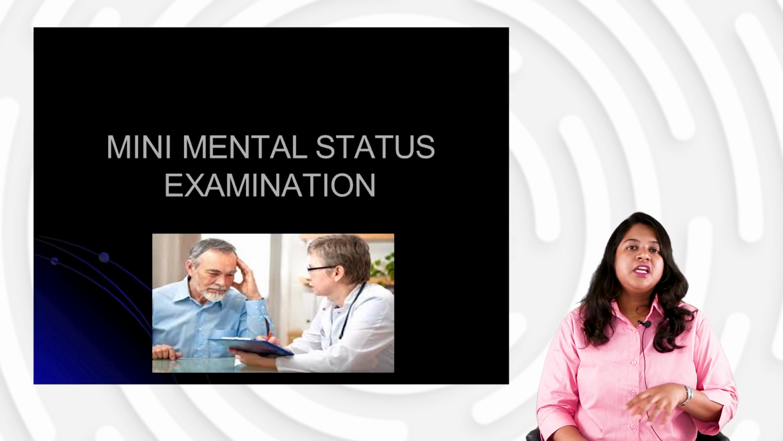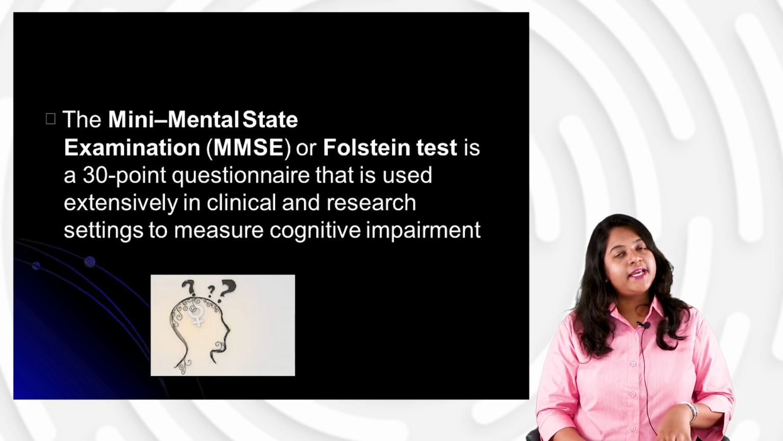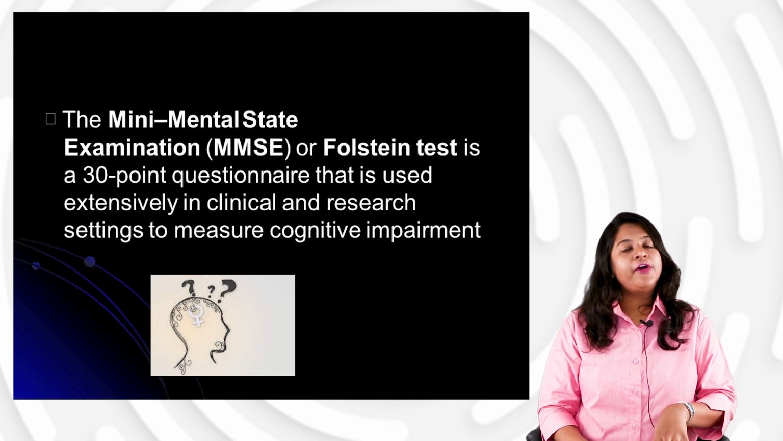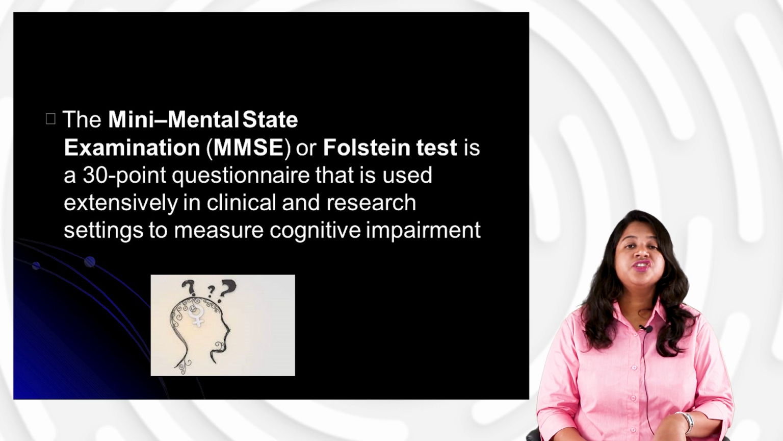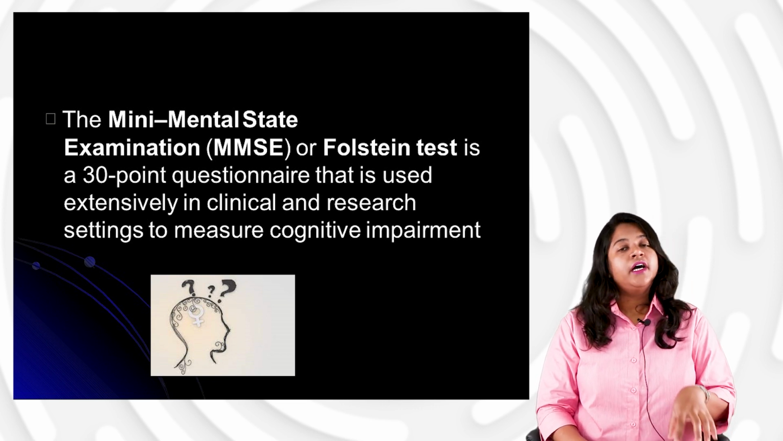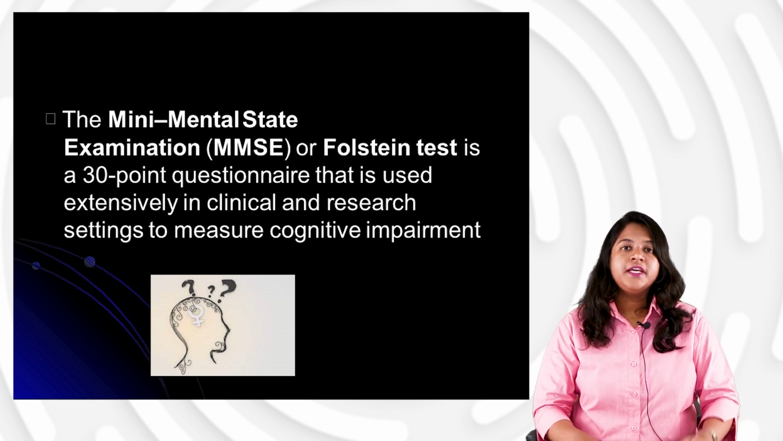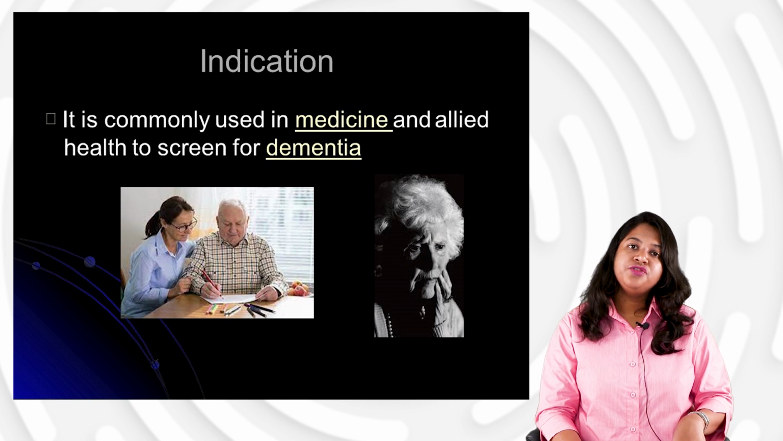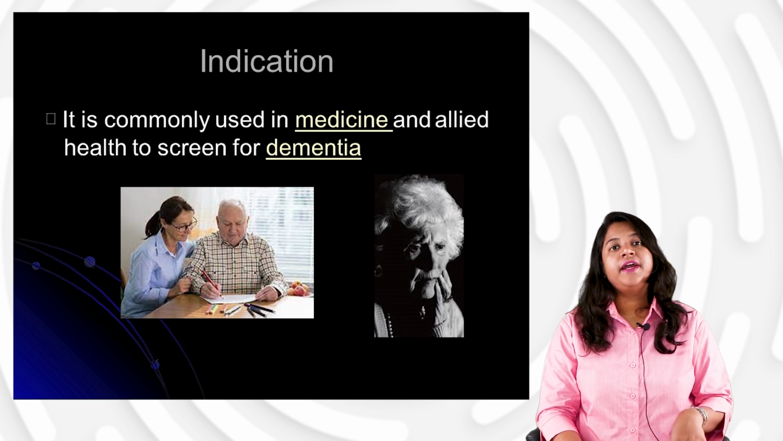Right. So what is the meaning of mini mental status examination, MMSE? It is otherwise called Folstein's test, which is a 30-point scale widely used in clinical as well as research settings to identify or monitor cognitive impairment, or we can say in case of dementia. What is the indication? It is widely used in the medical field as well as in the varied allied health sciences to screen for cognitive impairment, which is dementia.